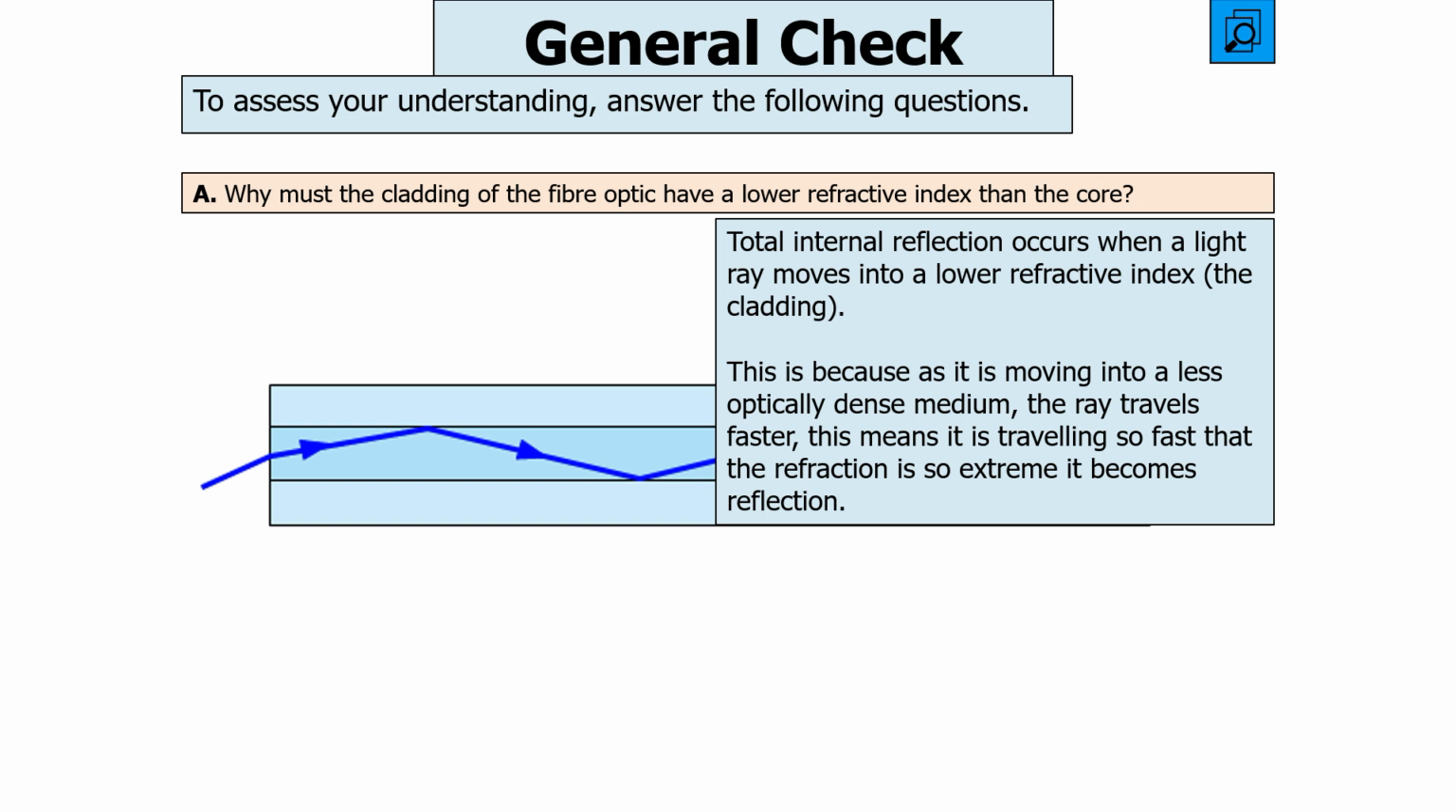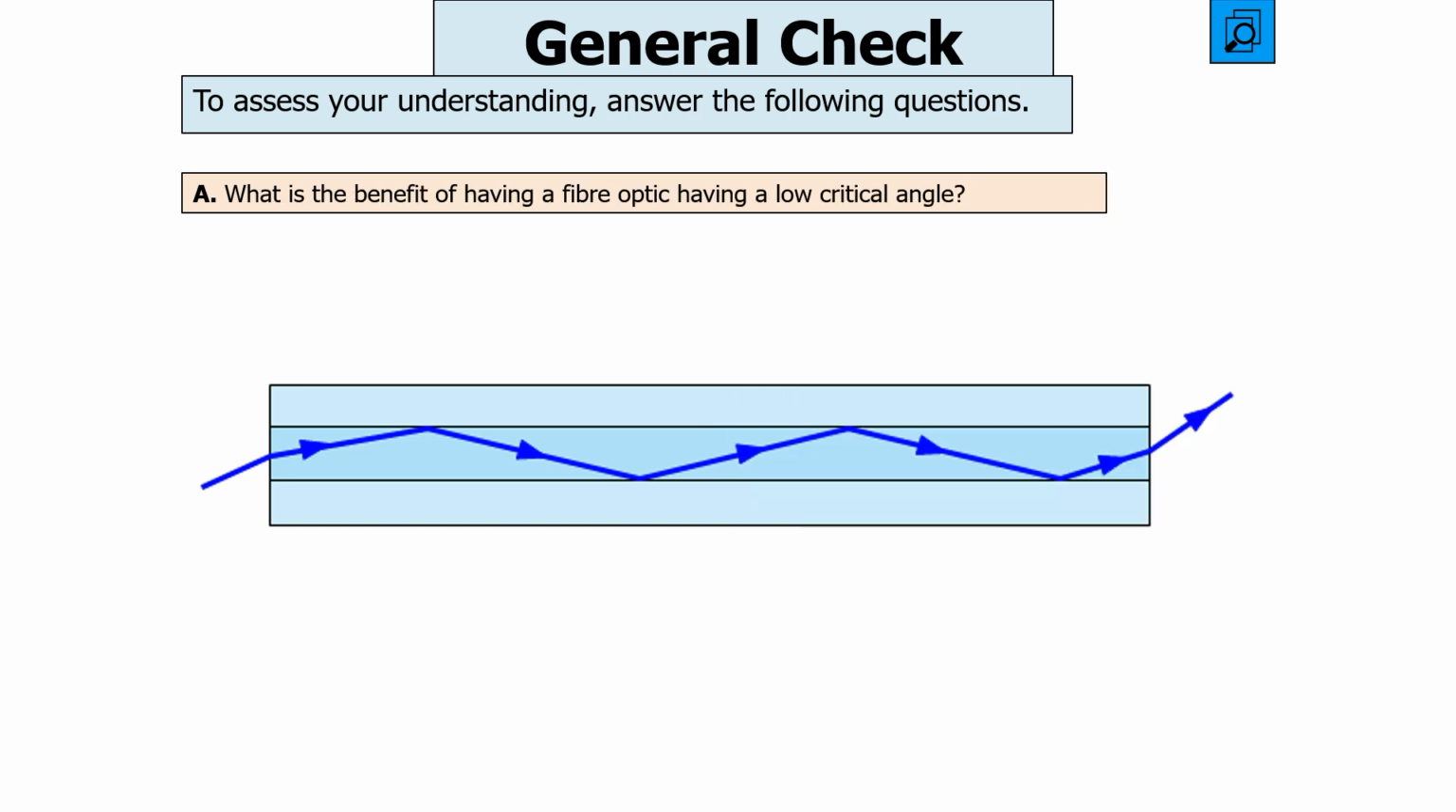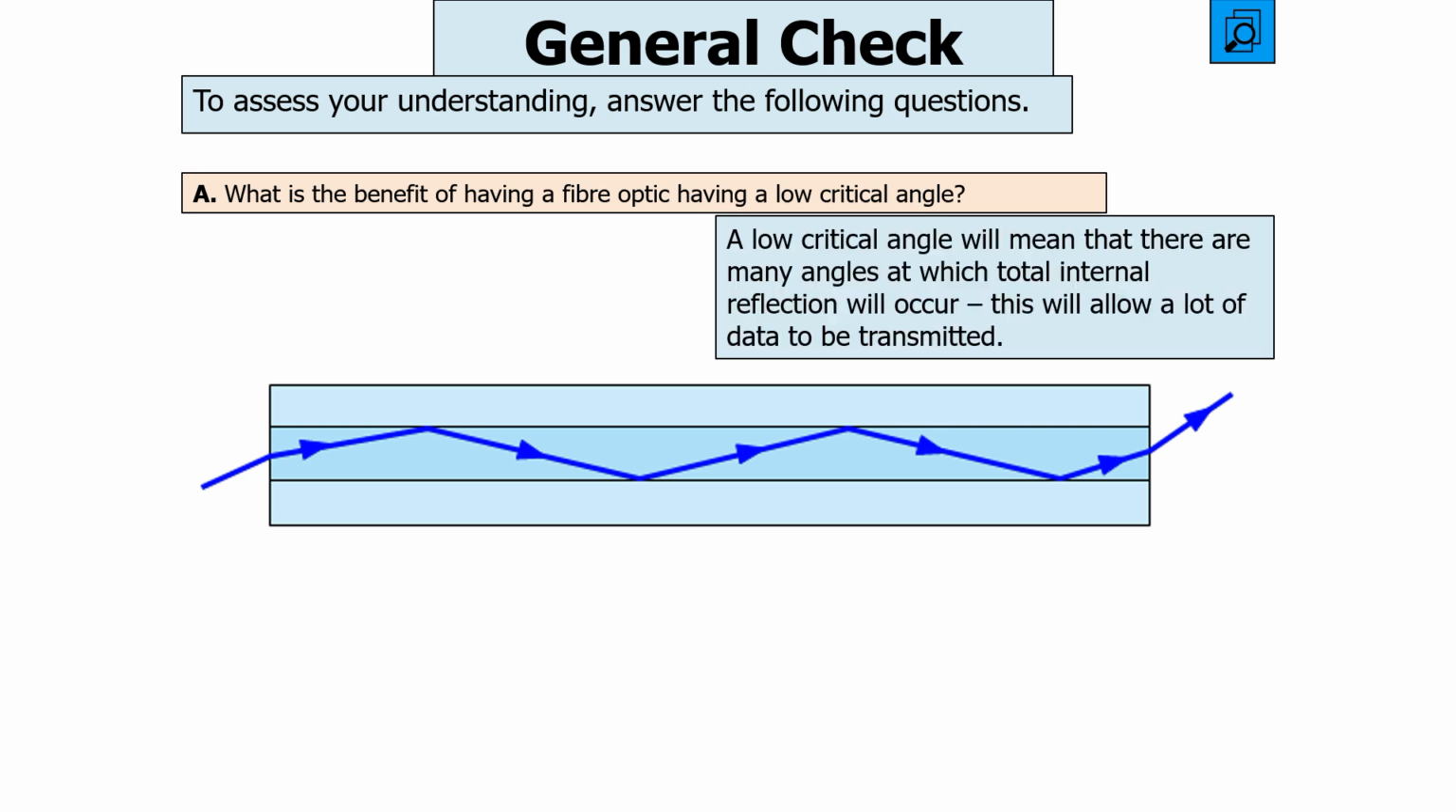This means it's travelling so fast that the refraction is so extreme it becomes reflection. What is the benefit of having a fibre optic with a low critical angle? So, as mentioned before, a low critical angle means that there are many angles at which the total internal reflection will occur. This allows a lot of data to be transmitted.